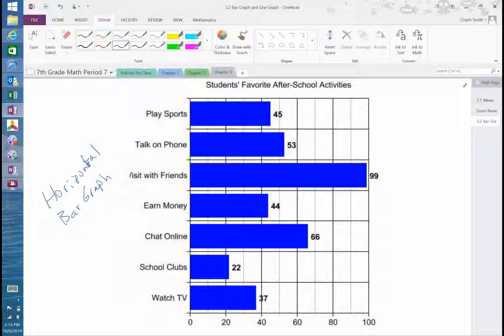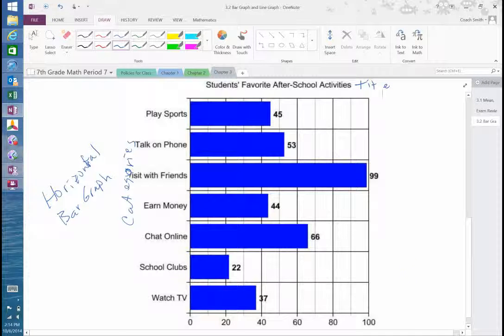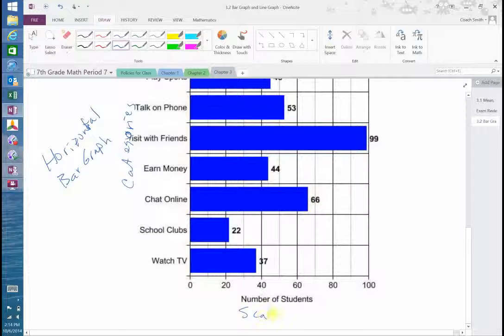All right, now, so that's a bar graph that is horizontal. The categories, okay, here's your categories. Okay, here's your title. Here's your scale or intervals. Okay, what is the intervals here? How much does each line go up? 20 or 10?